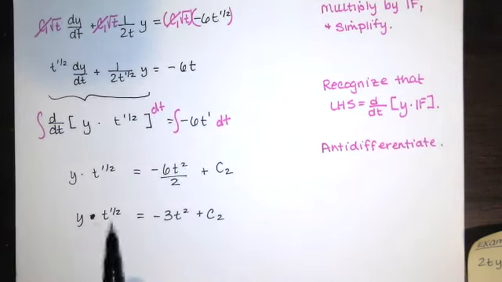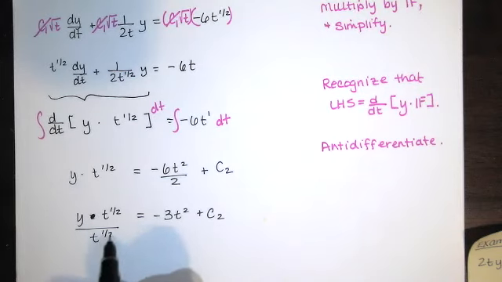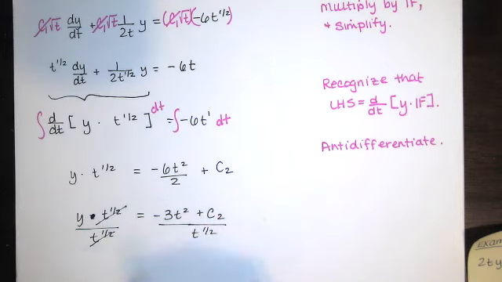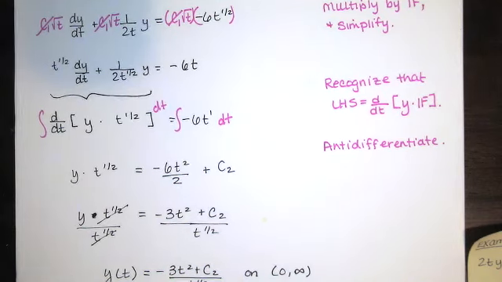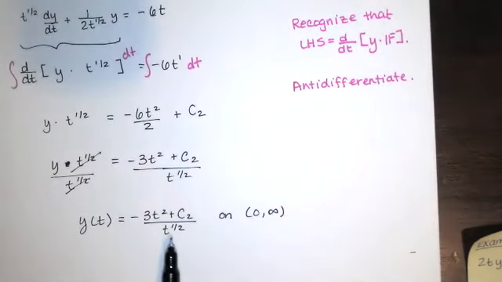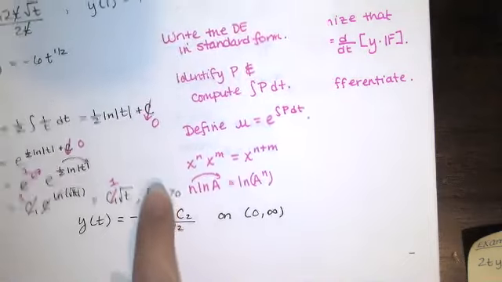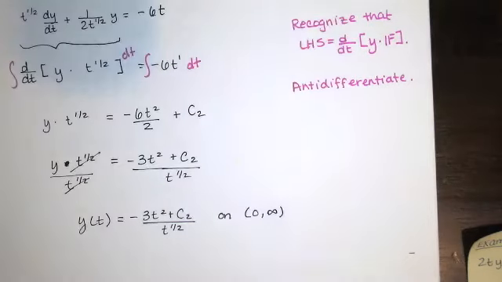And the last thing to do to get y by itself is just to divide by that t to the 1/2. And you could divide everything by t to the 1/2 if you want to. And this will work on the interval from 0 to infinity. We can't divide by 0. And I'm choosing the interval 0 to infinity because of the choice that I made here, and I made that choice here because of that initial condition.